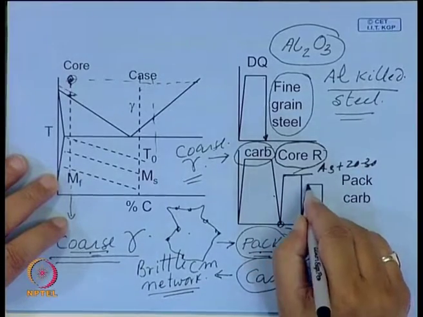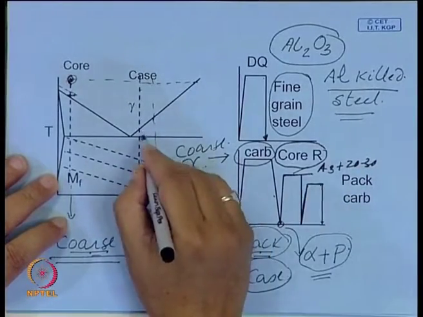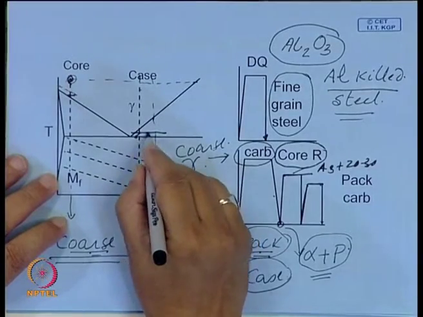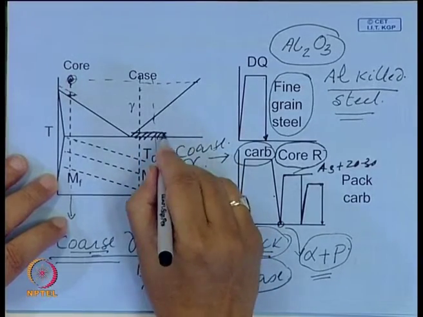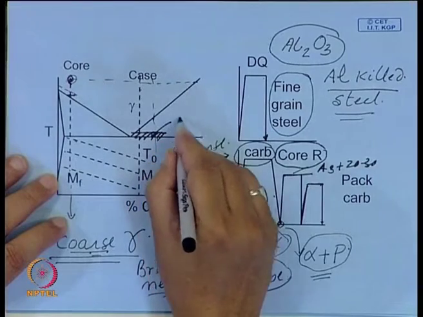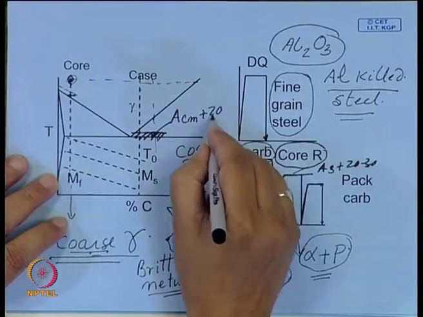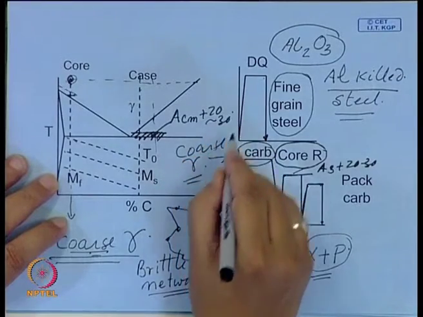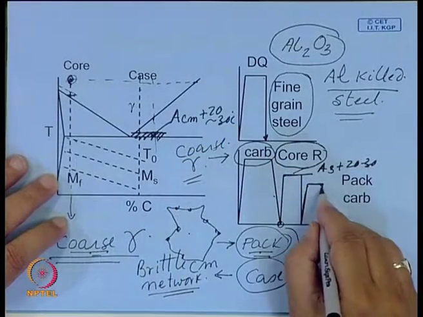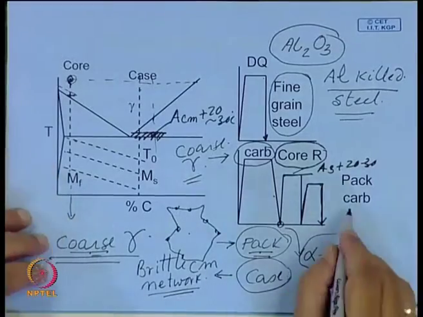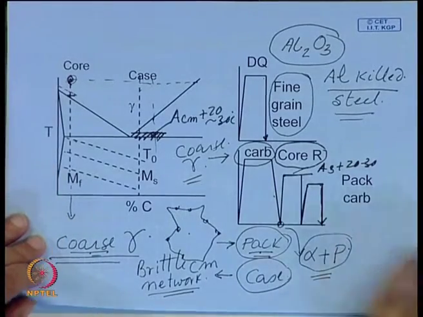and finally, you give the case hardening treatment, and here you heat it to this temperature, because this case is hypereutectoid. So, you heat it to ACM plus 20 to 30 degree centigrade, and after that you quench. So, you will now have the final heat treated structure. This is shown here.